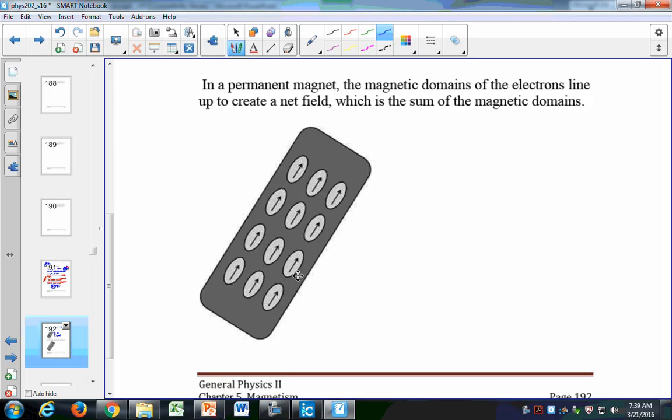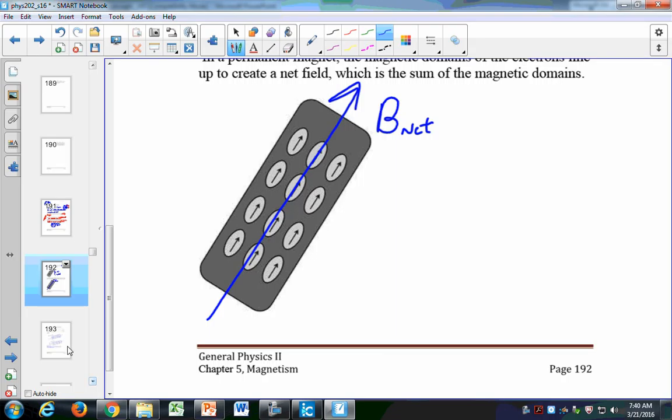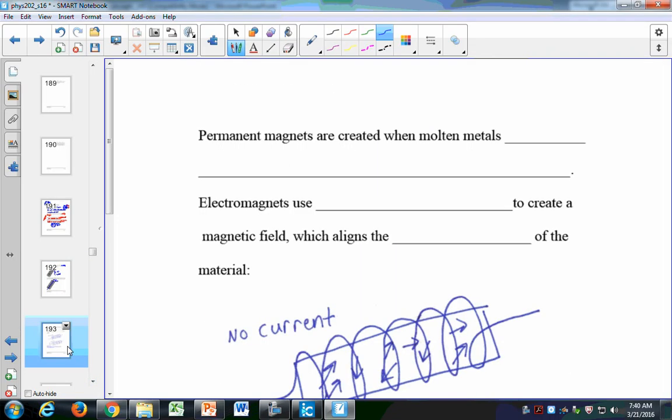All right, in a permanent magnet, those magnetic domains are all lined up. And so you get a net magnetic field that is in a particular direction. You can get this in a couple different ways. In naturally occurring permanent magnets, you have a volcano that will spit out molten metals, and then those molten metals will solidify in the Earth's magnetic field.